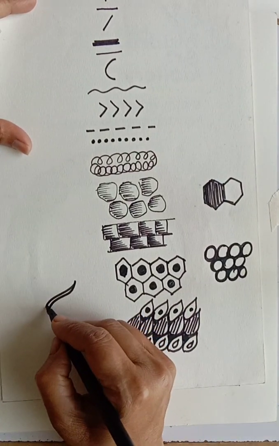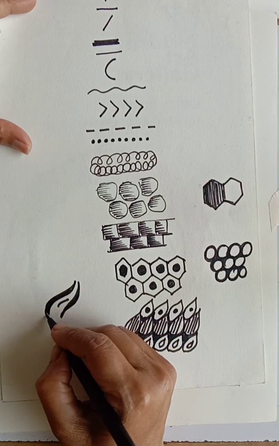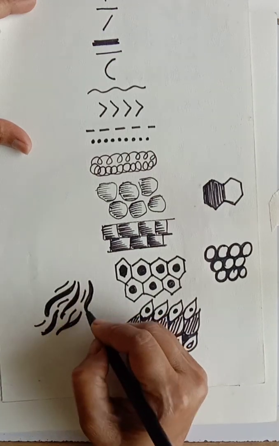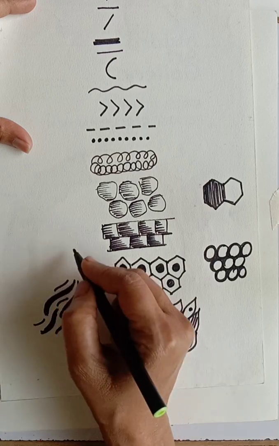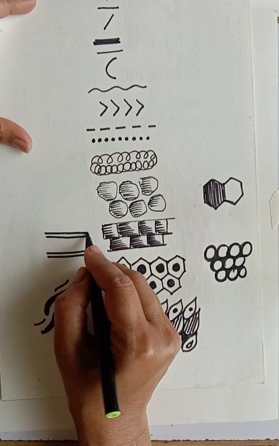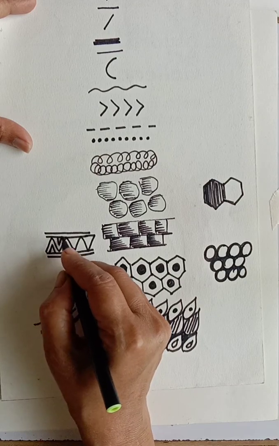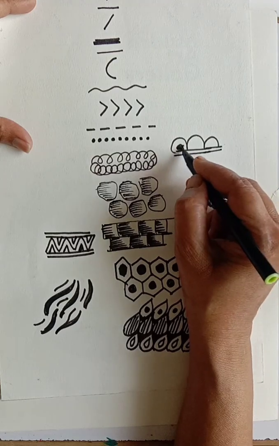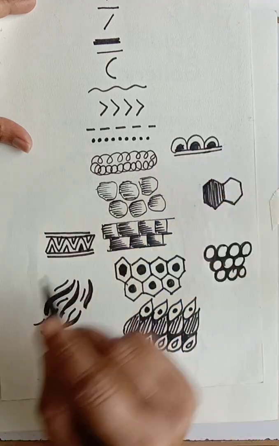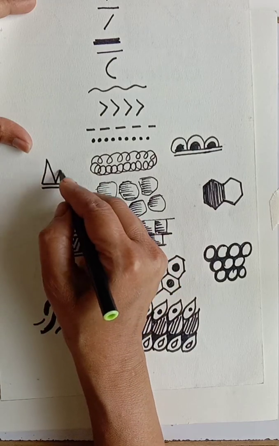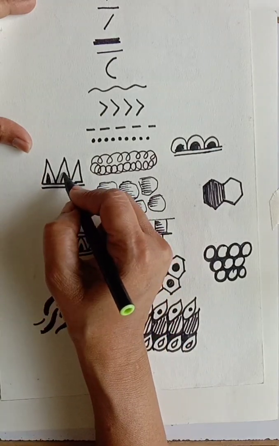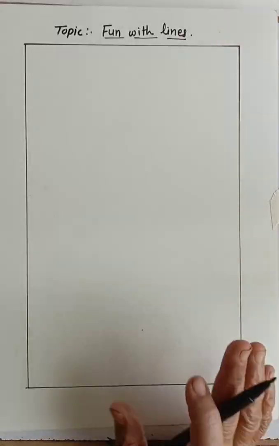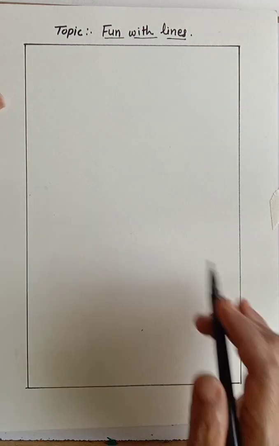You can draw the zebra stripes design also. It's very easy. See like this. And then draw the different types of design also. You can use triangles, half circle and circle shapes in the design. Okay, see like this. Using here triangle and half circle. So we are using these lines, designs and texture on the paper.